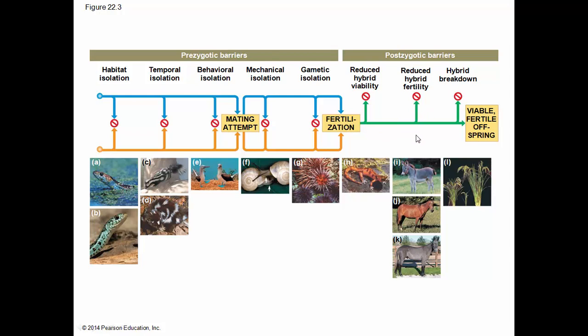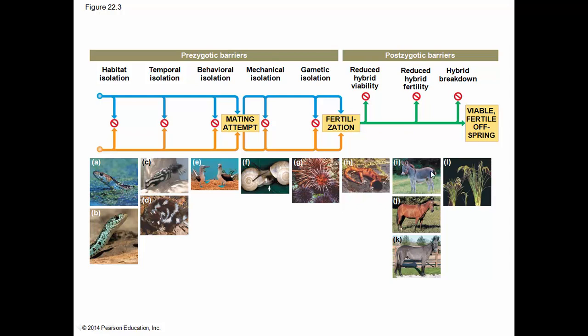Reduced hybrid fertility occurs in the mule, which is an offspring of a male donkey and a female horse. It is a vigorous hybrid that is capable of many feats of strength, but it has reduced fertility. The mule is essentially not fertile. So that is another mechanism of postzygotic barrier.